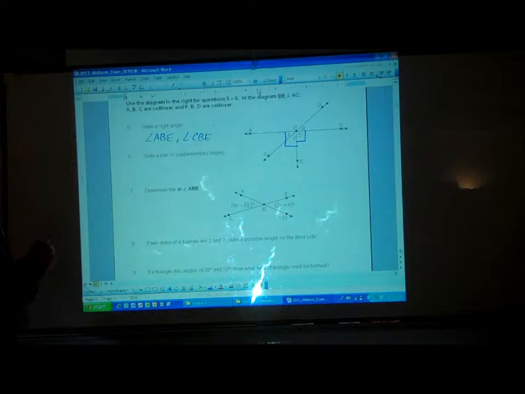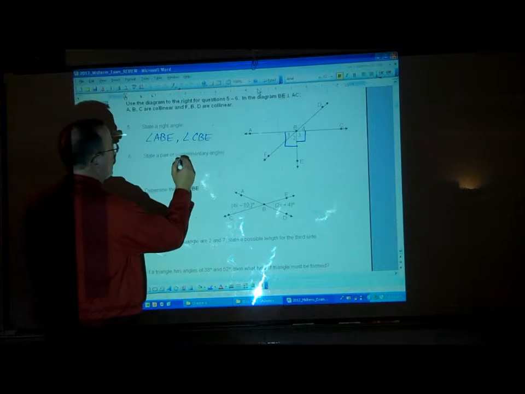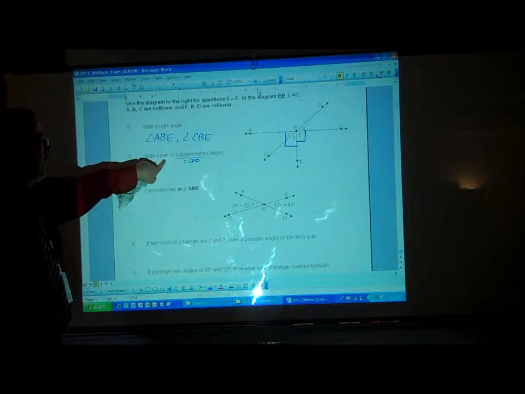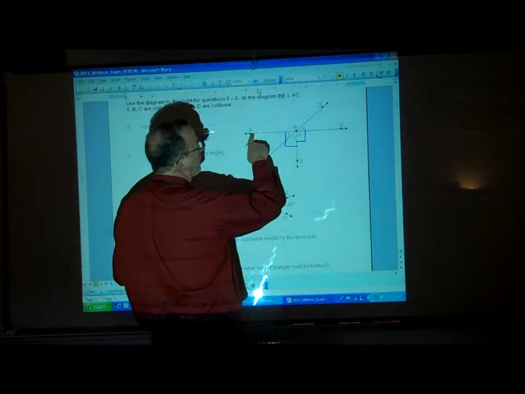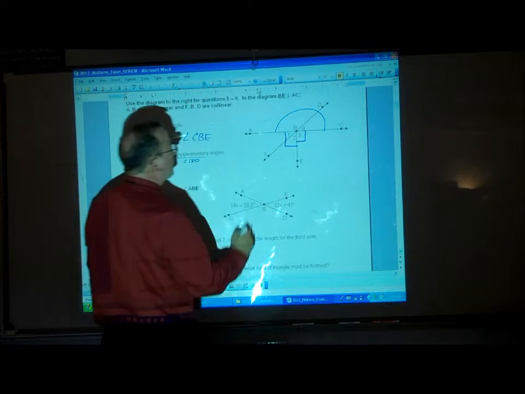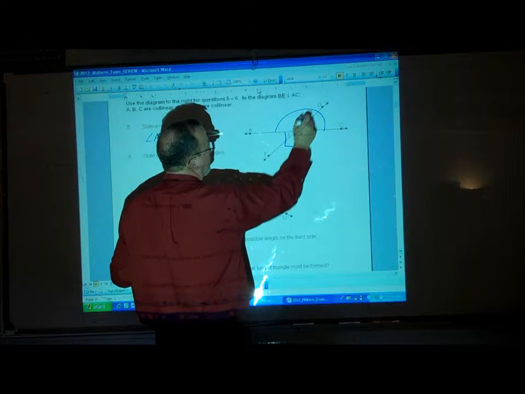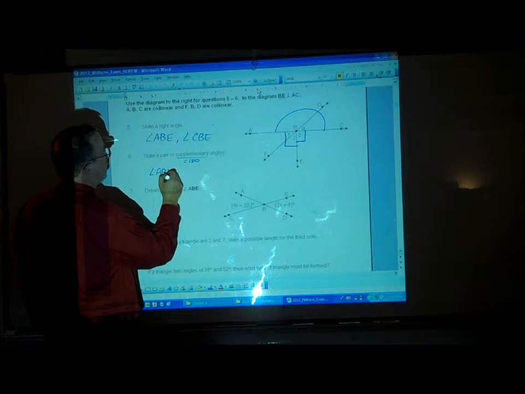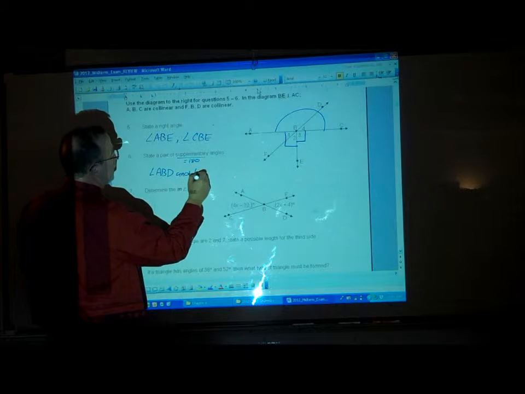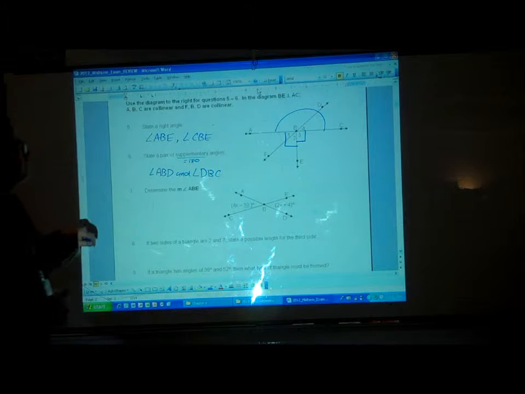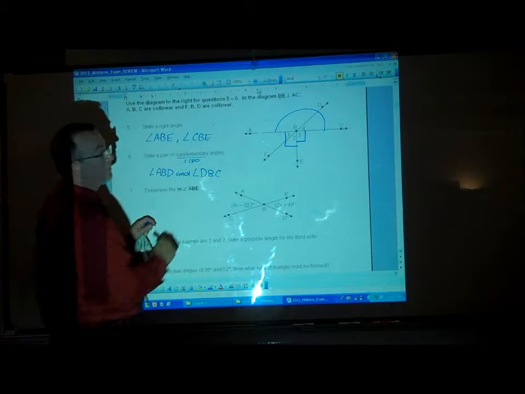Next, we want to state a pair of supplementary angles. Supplementary means they add up to 180, but it's got to be two angles, not three. So we've got a straight line here. That's going to be 180. So it's going to be angle ABD and angle ABC. Angle ABD and angle DBC. That's a pair. There's another pair.